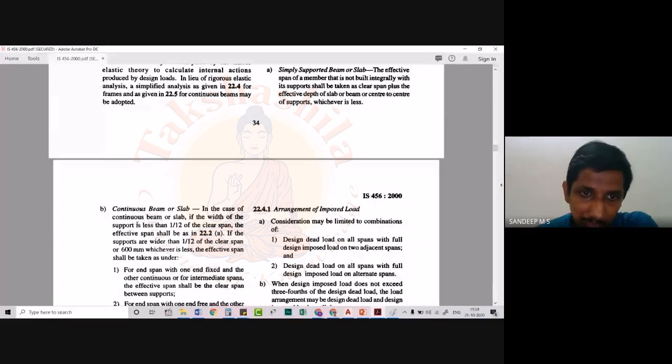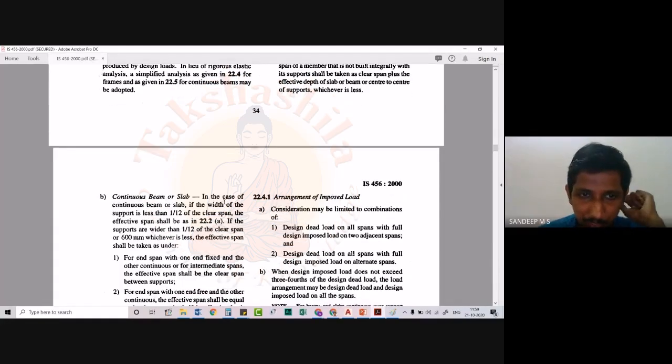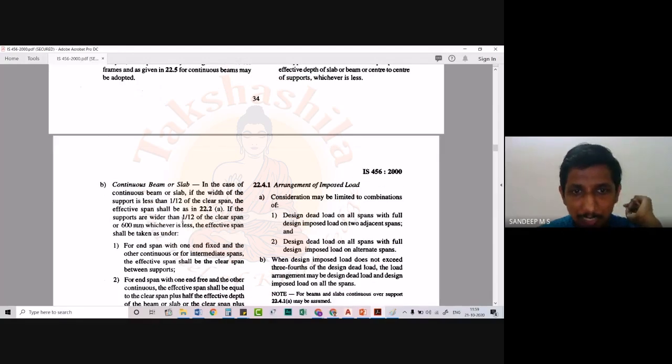In the case of continuous beams or slab, if the width of the support is less than 1/12 of the clear span, we can go with the same condition. Else, what should be done? If the supports are wider than 1/12 of clear span or 600 millimeters, whichever is less. Okay, so here also you have to note, we need to compare two conditions, that is the width is larger than 1/12 of the clear span or 600 mm. In this, you have to take the smaller value.